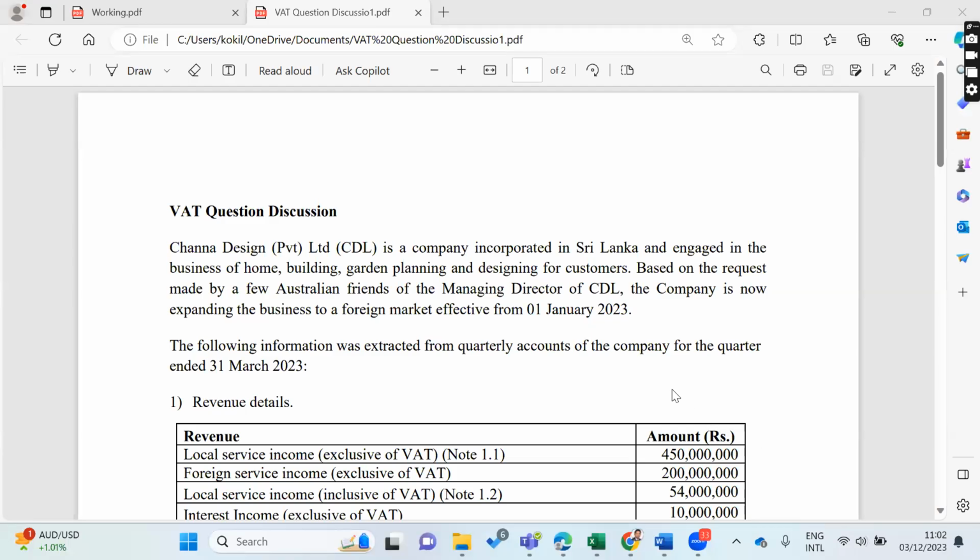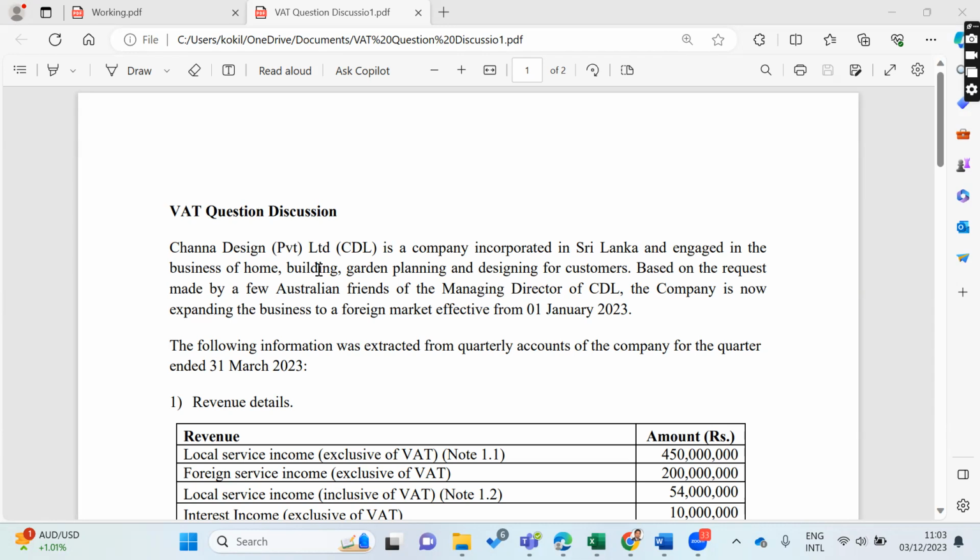Today I'm going to discuss a value-added tax sample question, which may be useful for your university exams or any other professional exam. I will discuss it in detail without further ado. So this is the question, a value-added tax question.